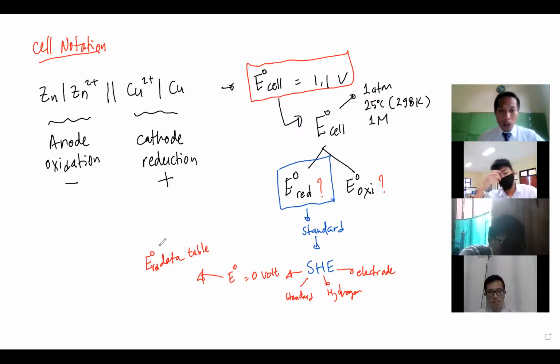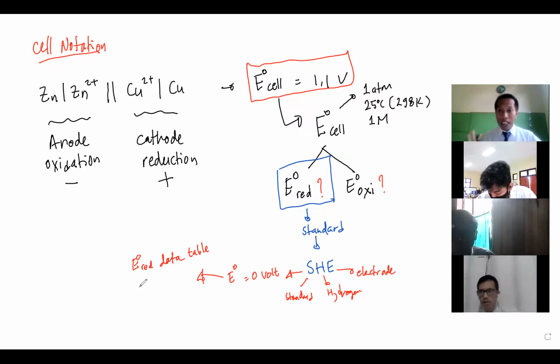But E0 will always be given as a reduction value. Like I wrote here, E0 reduction data. It is not oxidation. Did you see the data table in your book? Yeah, there are so many materials written in the table, and look at the reaction, all of them are reduction reactions, and they have E0 reduction data value, isn't it? Look at the E0 reduction data from the table.